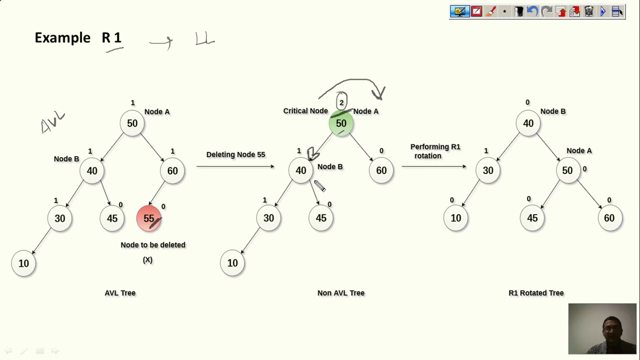Whenever you make a right rotation, simply this becomes the root node, this becomes the right child of 40, and this goes and sticks here, and this becomes the left child of 50. You can see we have performed these operations, and as a result this tree becomes balanced. So this is an AVL tree. Because of the deletion, it became a non-AVL tree, and then we do some rotations, and it again becomes an AVL tree. So the R1 rotation makes the resulting tree an AVL tree, which is a balanced tree.